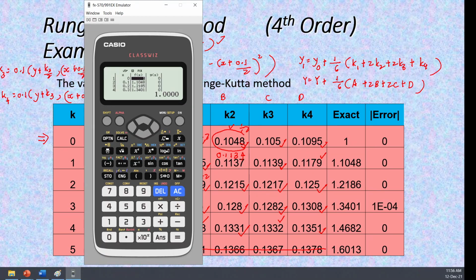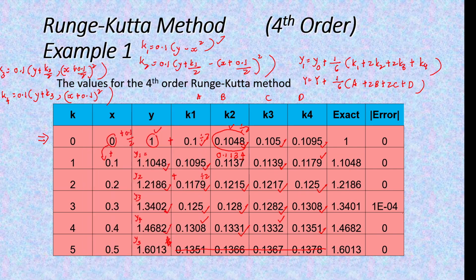So for x0, the first value is 1. Next values: 1.1048, 1.2186, 1.3401, 1.4682, 1.6013. So this is the exact. And then you can calculate the absolute error. So 1 minus 1 is 0. Here, 1.1048 minus 1.1048, you have 0. Y2, 1.2186 minus 1.2186, you get 0.